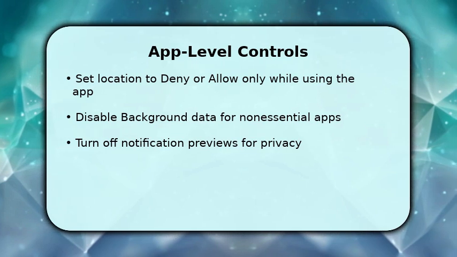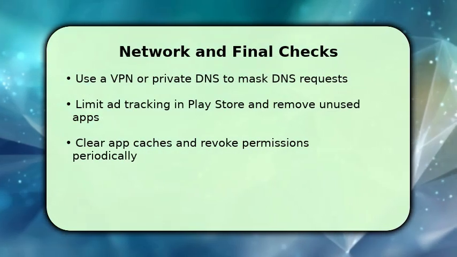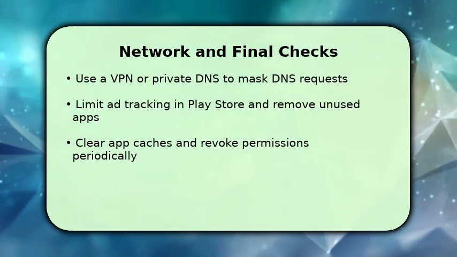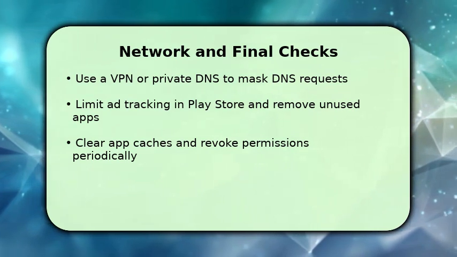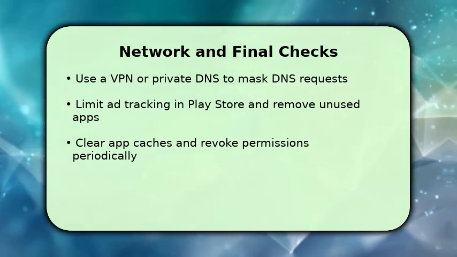Finish by controlling network-level leaks. You enable a reputable VPN or set private DNS to encrypt DNS lookups. This hides the domains your apps contact.